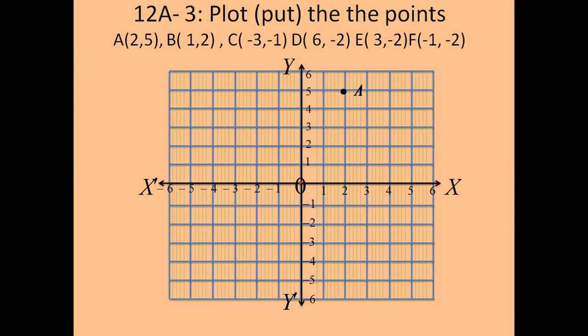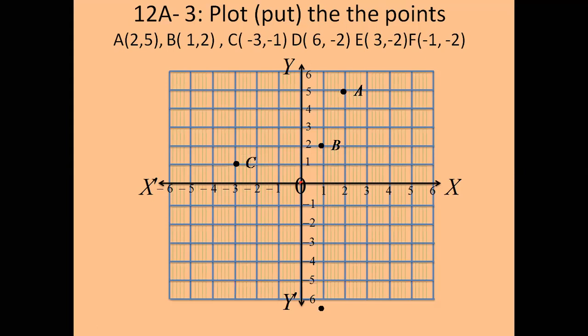Now go for the B, 1, 2. That means the x value is plus 1, right side 1, and the y value is plus 2. That means upper 2. So go. Yes, it is the 1 and the 2. That means plus 2, upper 2.